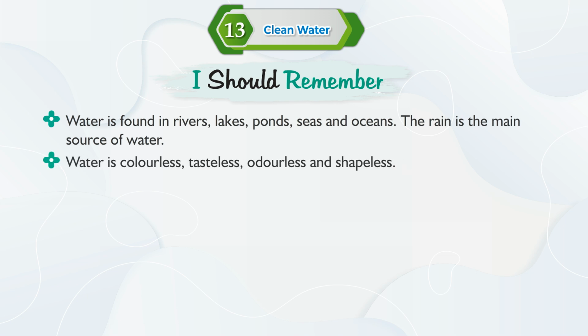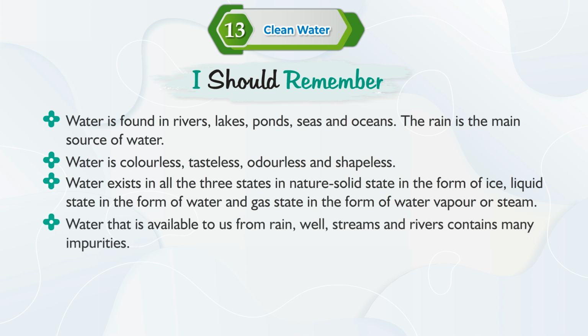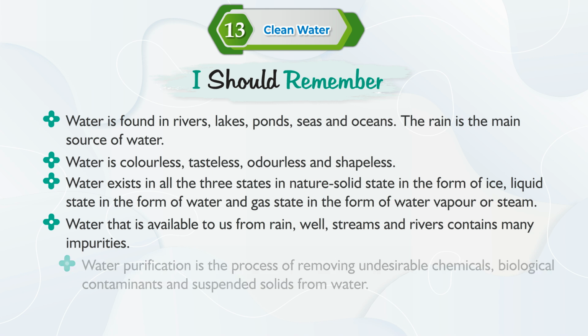Water is colorless, tasteless, odorless, and shapeless. Water exists in all the three states in nature: solid state in the form of ice, liquid state in the form of water, and gas state in the form of water vapor or steam. Water that is available to us from rain, well, streams, rivers, contains many impurities.